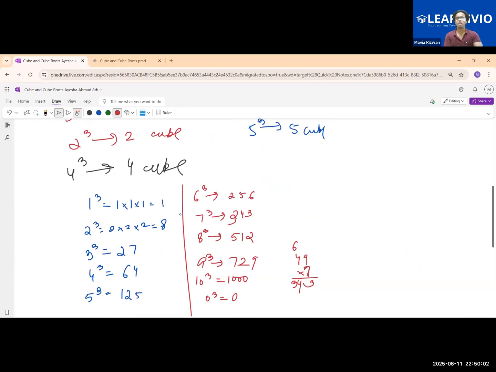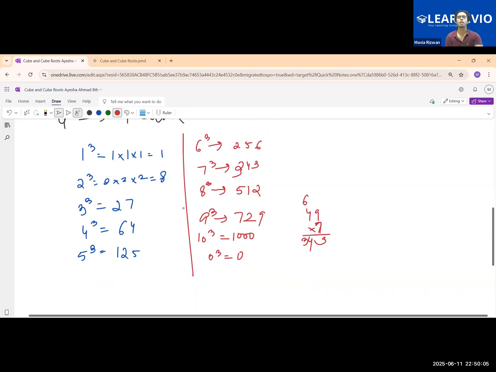Now I was telling you that in squares and square roots, any number ending with 2, 3, 7, or 8 is not a perfect square. Remember that? Any number ending with 2, 3, 7, or 8, we can close our eyes and say that this number is not a perfect square without even checking it. I told you this in the first class. Remember, Aisha?